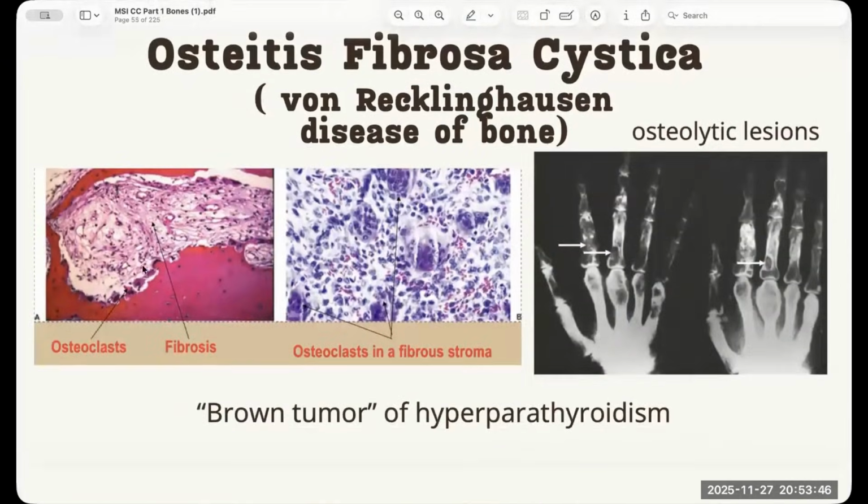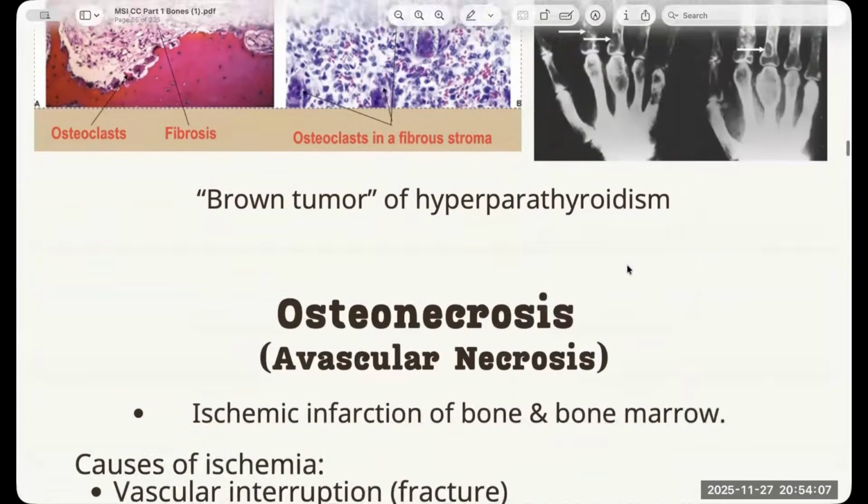I've added some pictures again to show the fibrosis and the osteoclasts doing their work here. There are also osteolytic lesions, as shown here, and it's known as brown tumor of hyperparathyroidism because of these brown tumor lesions, osteolytic lesions. All right, this is it for this disease.